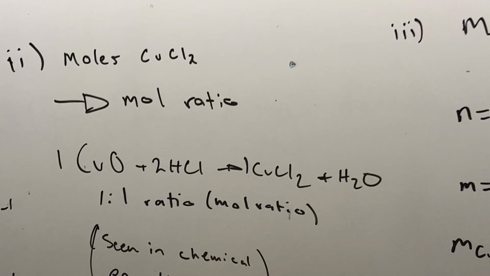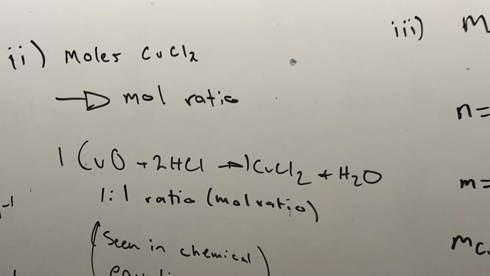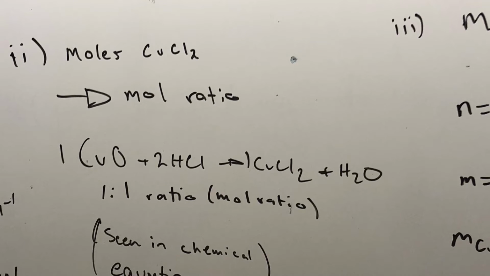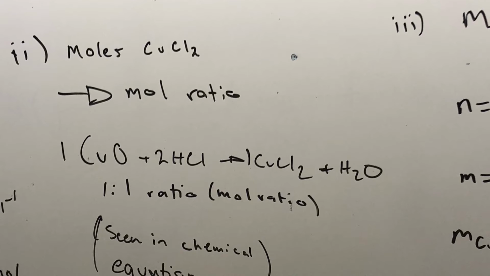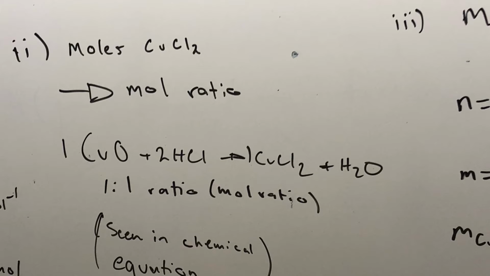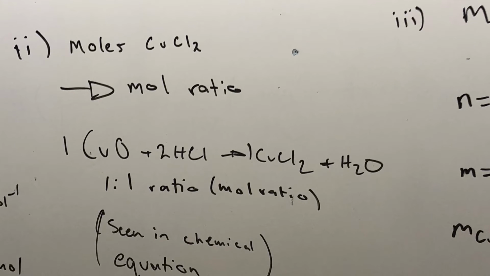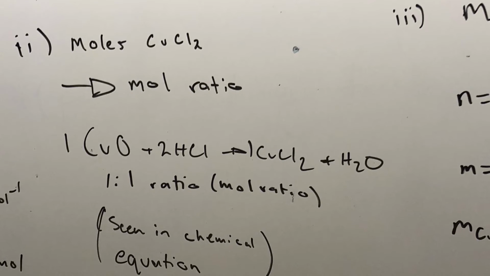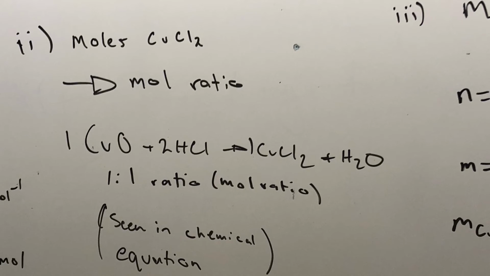So now that we have the moles of copper oxide, they want us to calculate the moles of copper 2 chloride more specifically. A very simple way to do this is by using mole ratios. We can find this by looking at the mole ratio in this equation. It says that for every mole of copper oxide and for every 2 moles of hydrochloric acid, 1 mole of copper chloride is produced and 1 mole of H2O is produced.